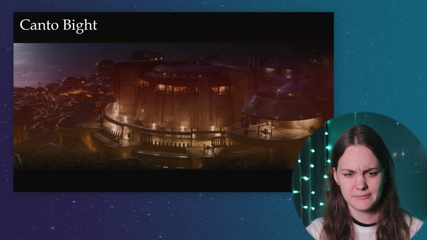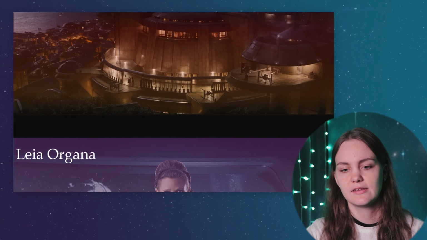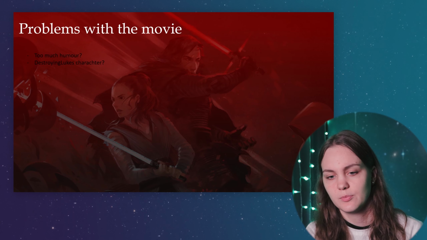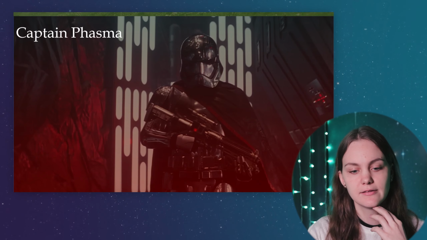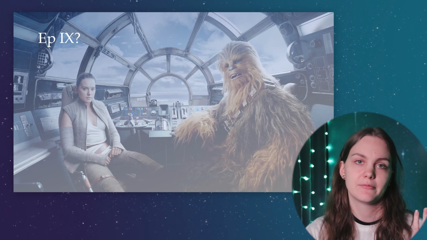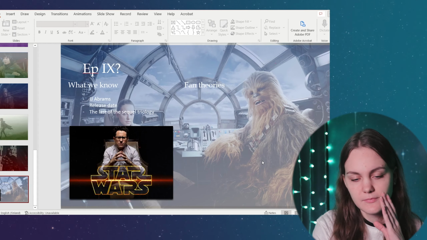Then Canto Bight. Oh, I think at this point, these are also problems with the movie, and I just go into more detail. So Canto Bight, Leia, Ackbar, and then Poe, and Holdo, and Rose, Luke, Rey, Phasma. Yeah, I suppose that part was me going through all of the other things in the movie. And then Episode 9, What We Know. But yeah, that was that.